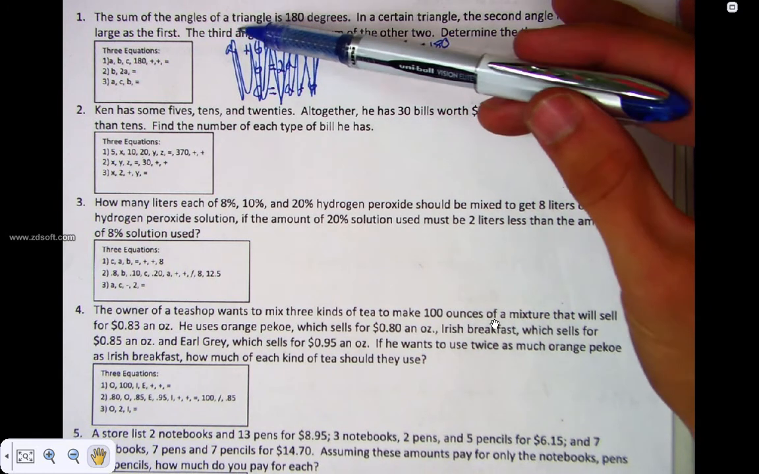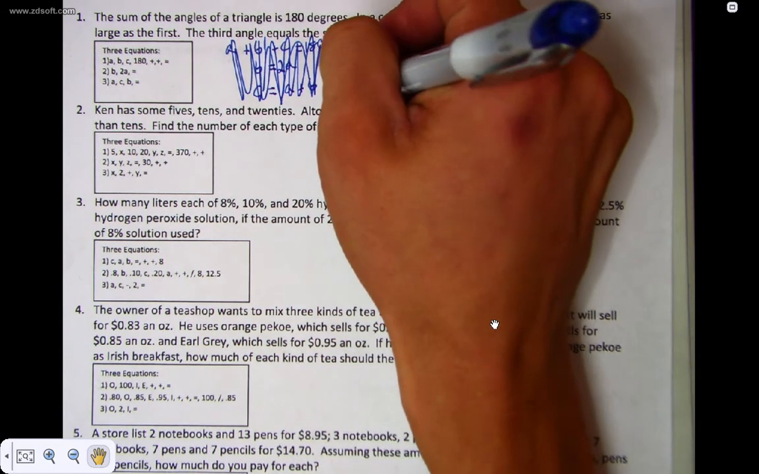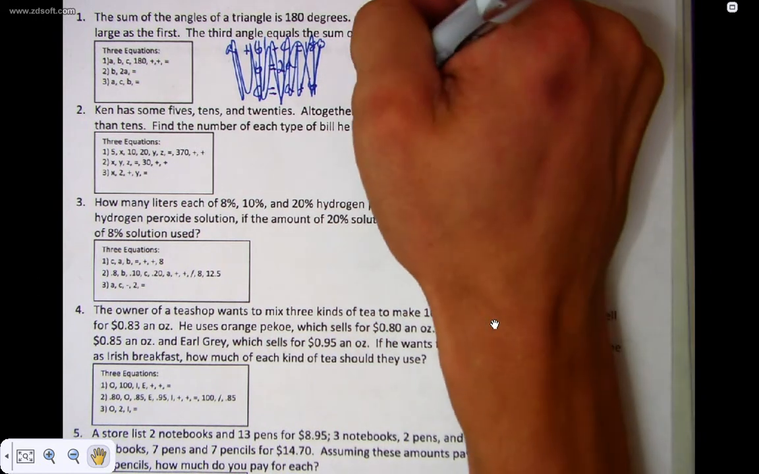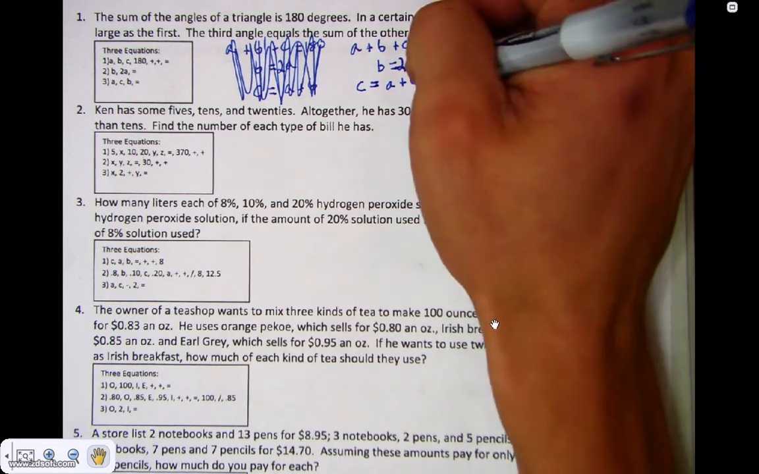All right, let's look at the third one. It says the third angle equals the sum of the other two. Well, we know that sum means addition. Our third angle is C, and that's going to equal the sum of the other two, so the other two angles added together. And those are our three equations. Simple as that.